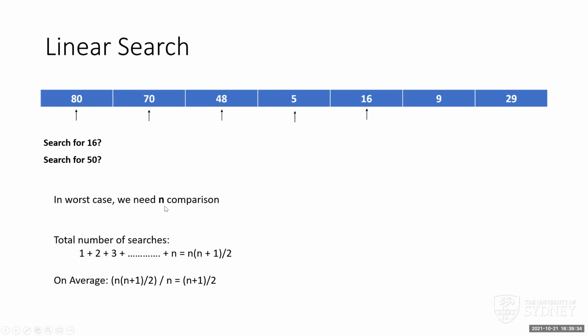So in the worst case, we need n comparisons. On average, for linear search, we need n plus 1 divided by 2. That means simply half, right? So that many comparisons we will need on average for linear search to figure out whether some data is there or not.